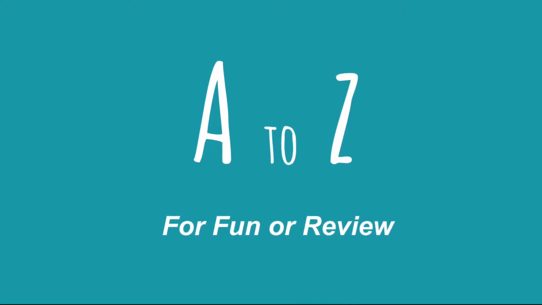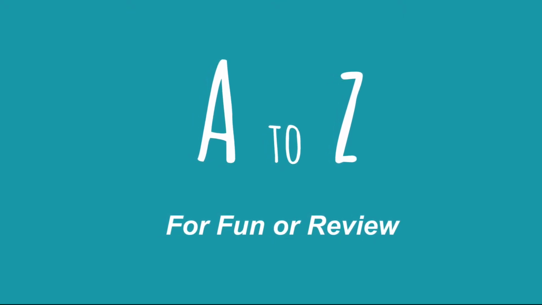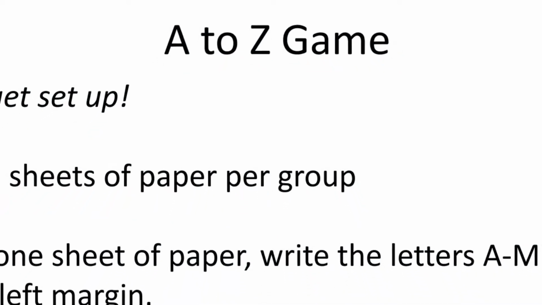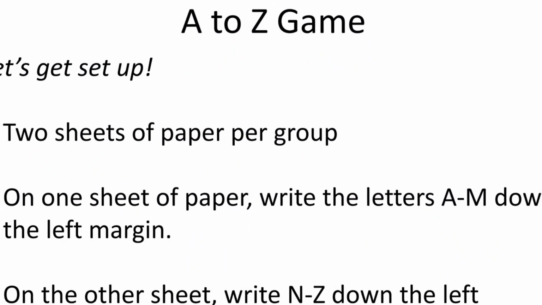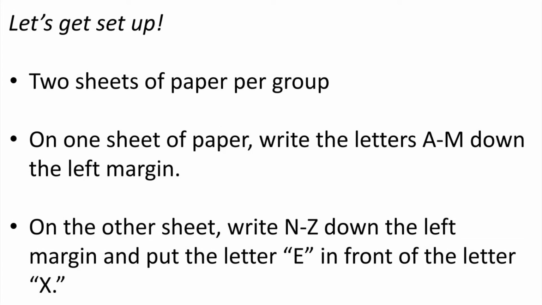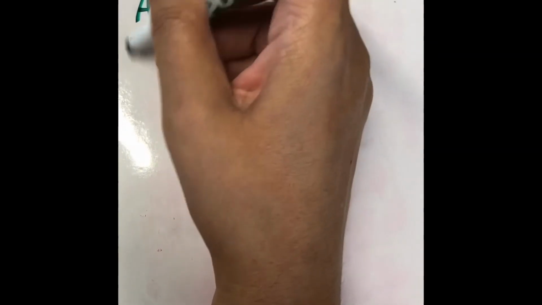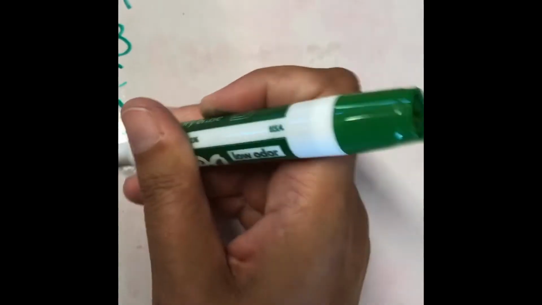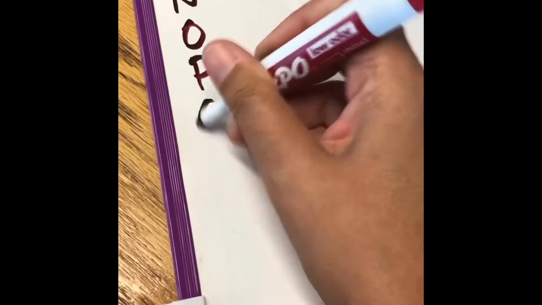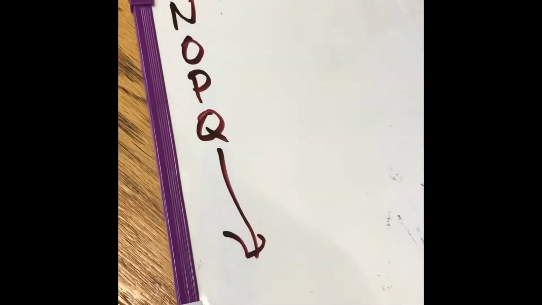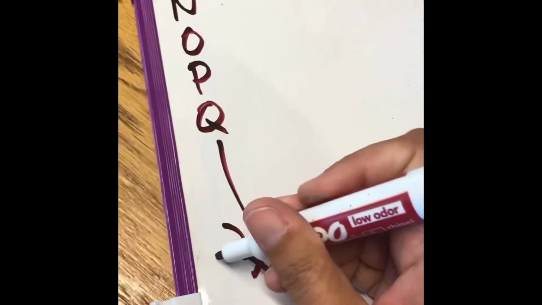Another fun game, even though it takes a few more minutes, is the A to Z game. And you can use it for absolutely any topic, any subject, anything. In order to set up, each group needs 2 sheets of paper. One sheet of paper will have A through M down the left margin, and the second piece of paper will have N through Z down the left margin. I tell students they can write an E in front of the X, and you're set up to play.